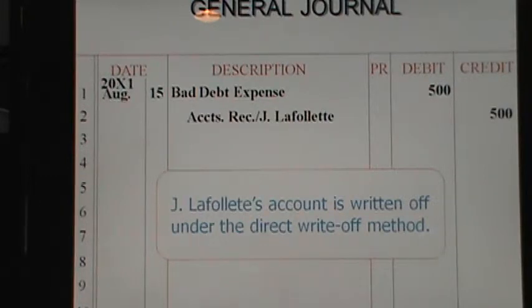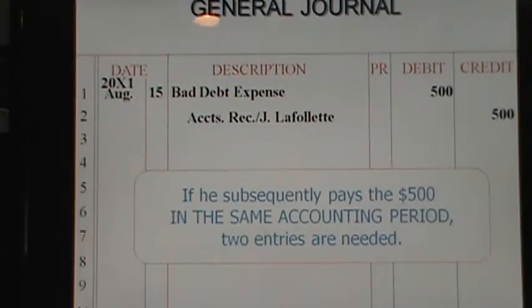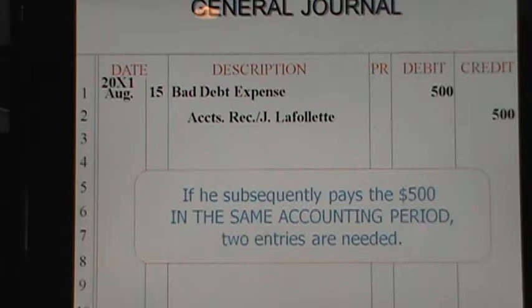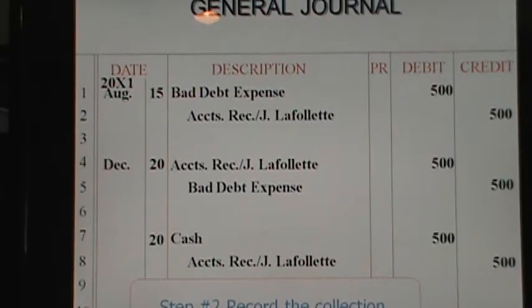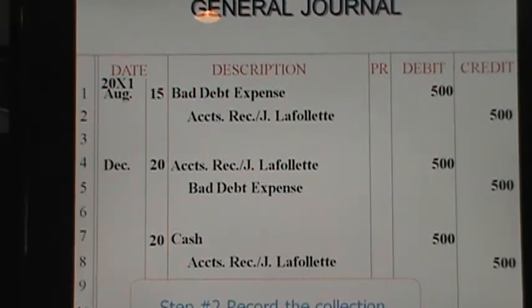So J. LaFolette's account is written off under the direct write-off method, and basically we just write them off. You debit your bad debt expense and credit your accounts receivable / J. LaFolette. So they're gone. If he pays the $500 in the same accounting period, two entries are needed. You basically reinstate him, put the money back where it came from, so put it back into the accounts receivable and take it out of the bad debt expense, and then you pay him off. So the cash was received for $500, and the accounts receivable is then credited.